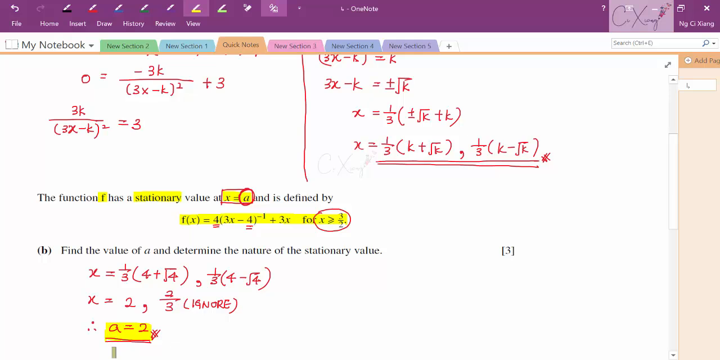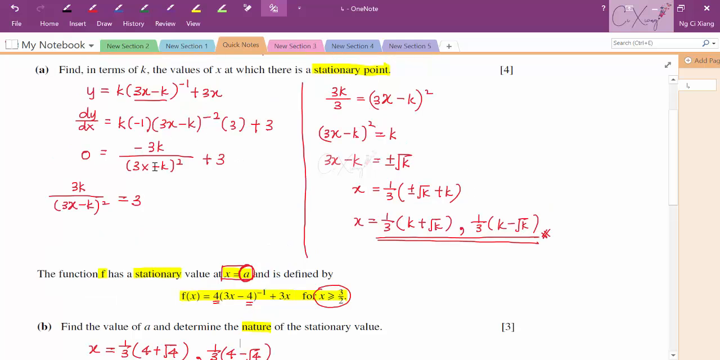Okay, so after we get the value of a, now we need to determine the nature of the stationary value. To determine the nature of the stationary value, we need to apply differentiation for the second time, or the second derivative. I will have a look at the first derivative that I have just now. This is my first derivative. I will continue from here to get the second derivative.